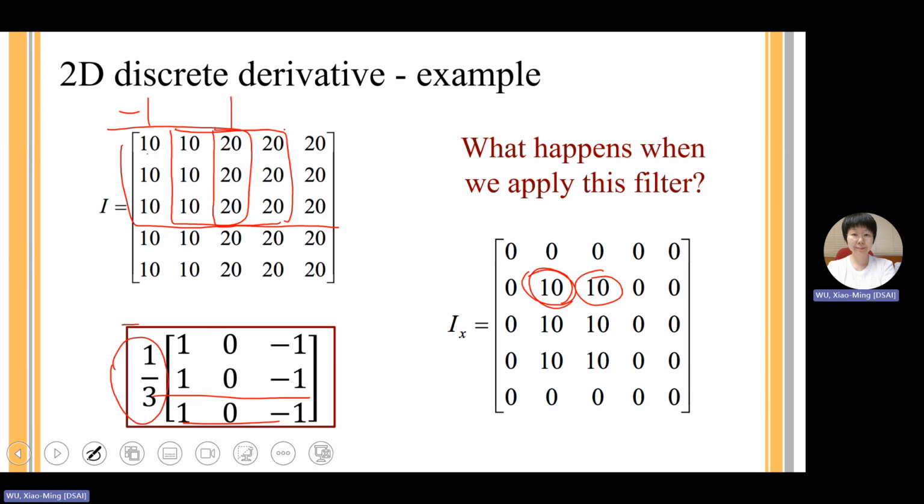And if we further slide the filter to this position, because they are all 20, this small patch has the same value, so there's no difference between neighboring pixels. Clearly, the value is 0. So we just repeat the process, and we end up with a 3 by 3 output, like this.